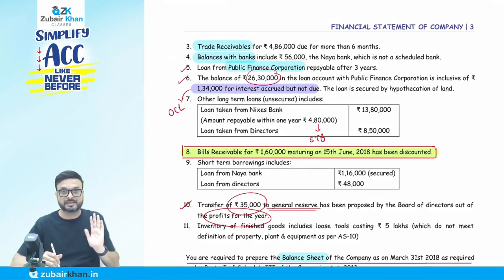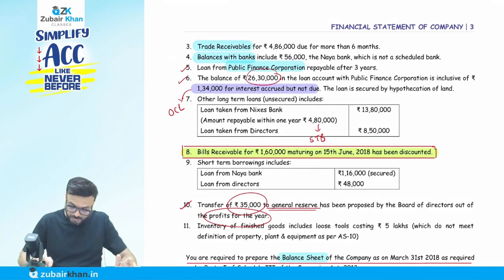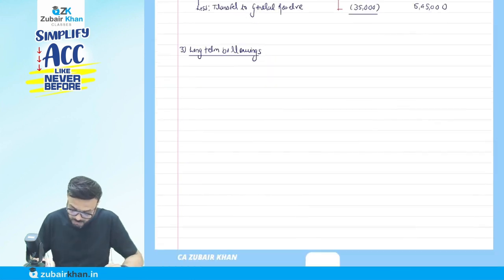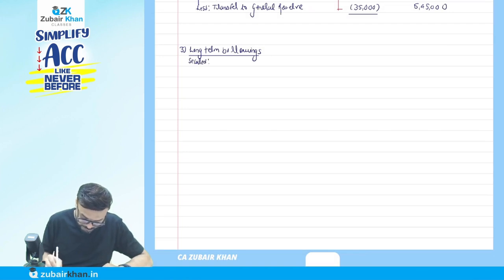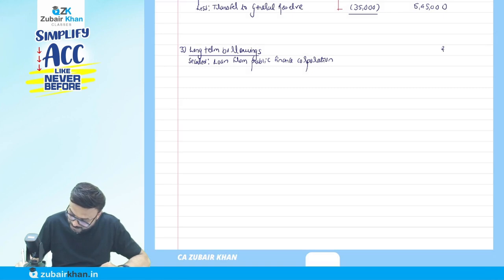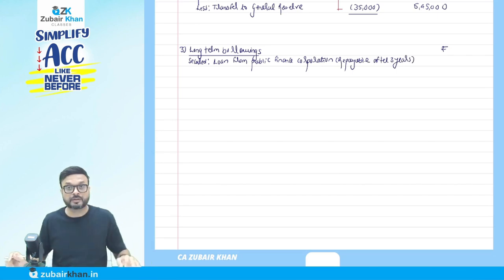Now go to long-term borrowing, notes to account number 3. Write down secured: loan from Public Finance Corporation. Now understand this. You can write in brackets, as it is mentioned, repayable after 3 years.